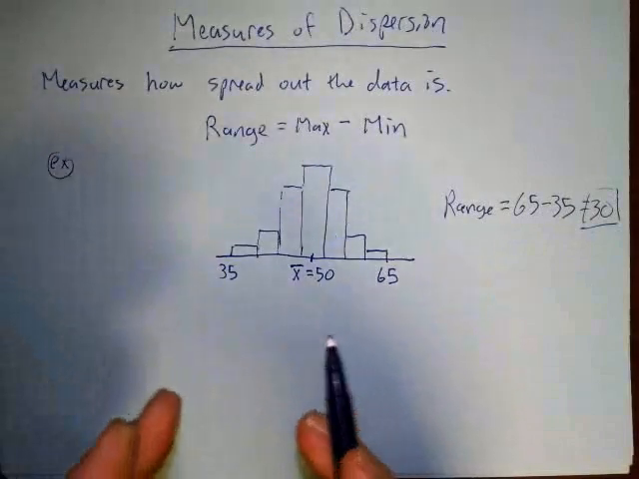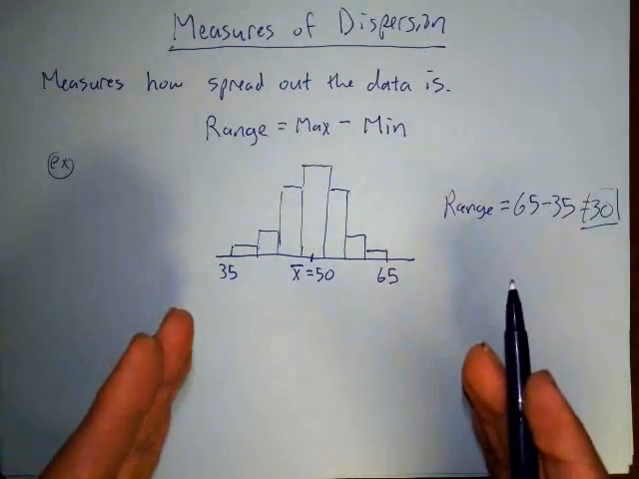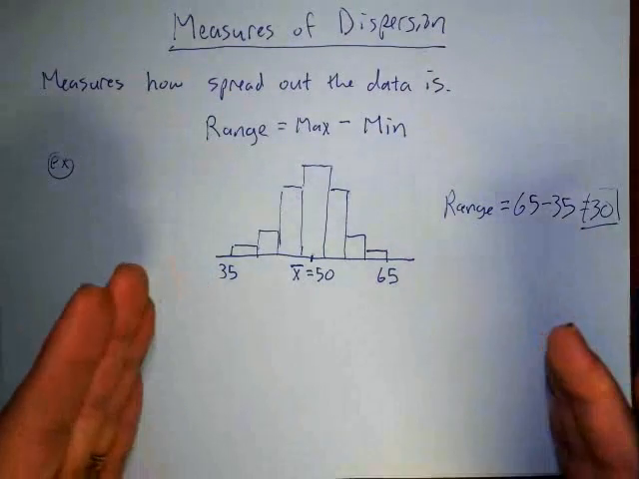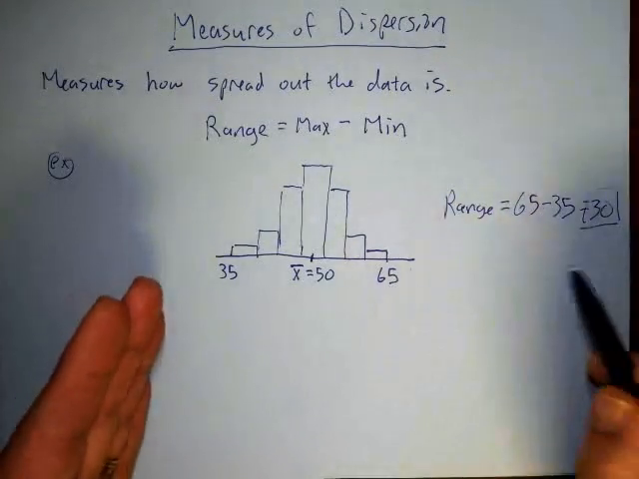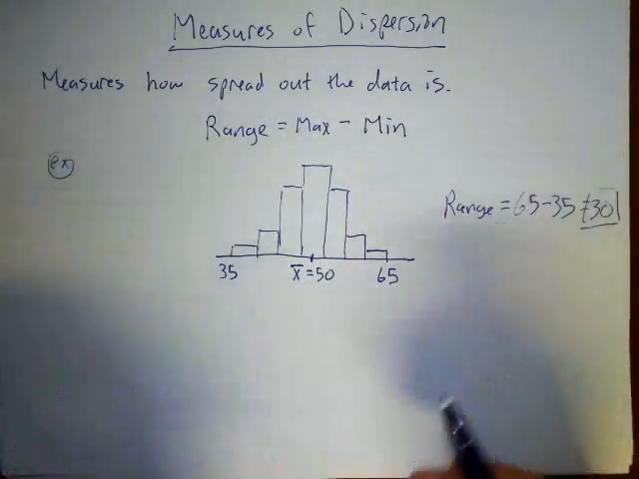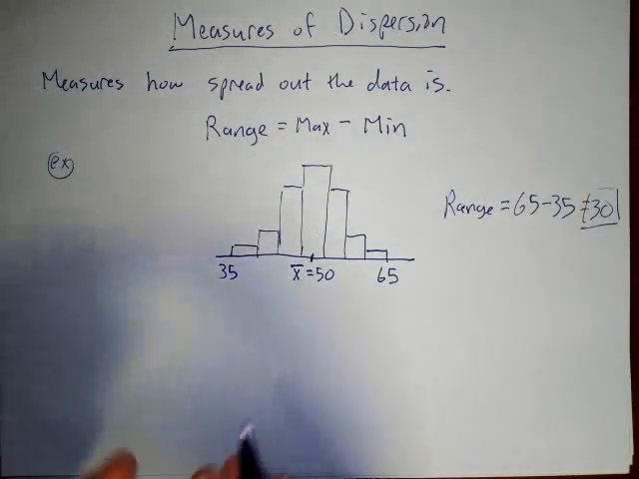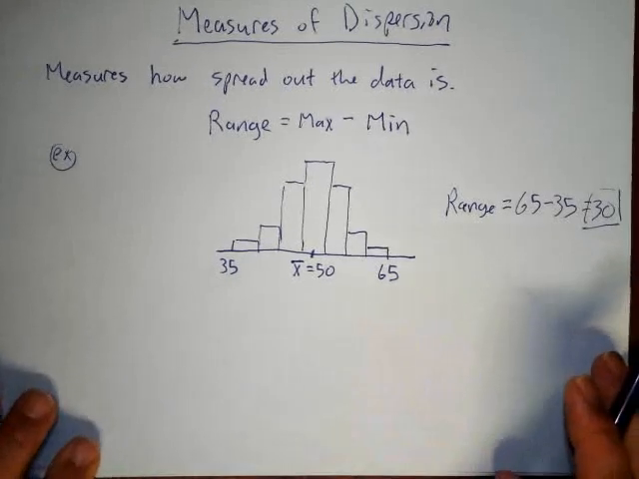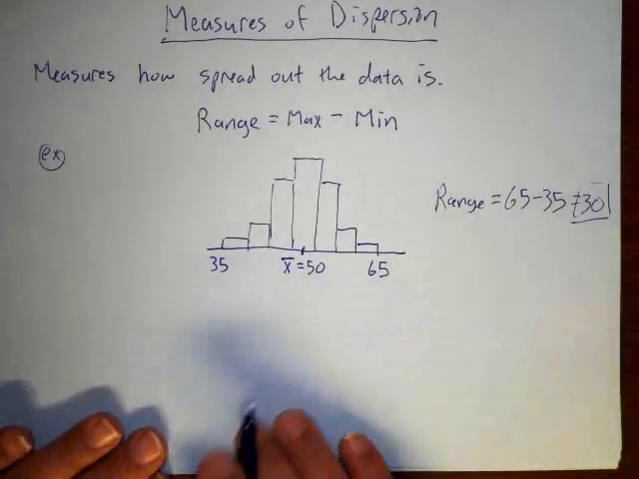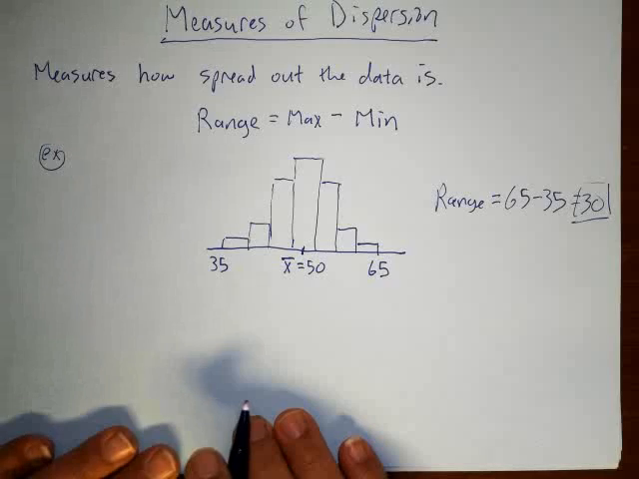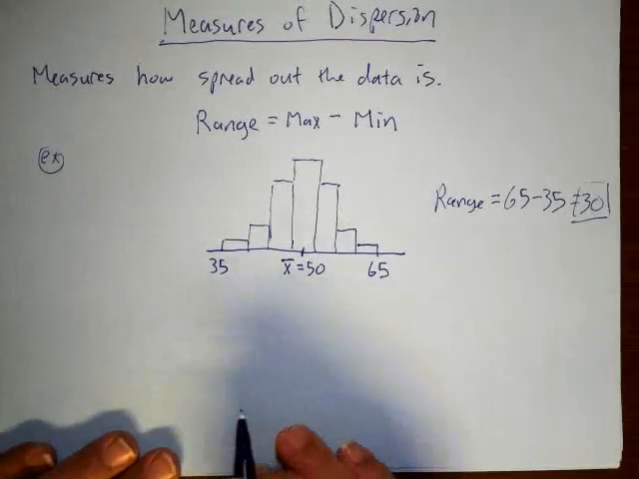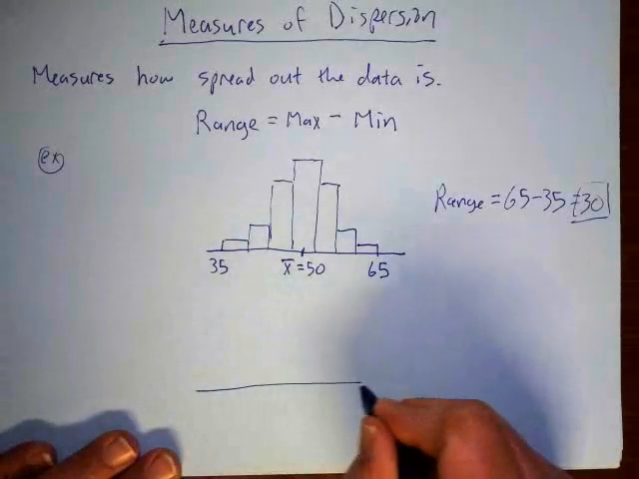And indeed, that's a measure of how spread out the data set is. The more spread out it is, the bigger the range is going to be. In one sense, that does a pretty good job measuring how spread out the data set is. But the range is not the best measure of dispersion, and let me give you another example to show you why.